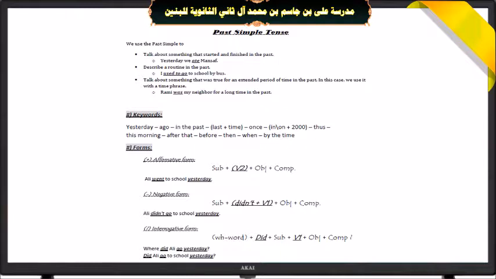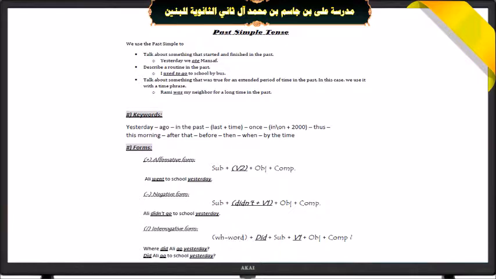Number three, to talk about something that was true for an extended period of time in the past. In this case, we use it with a time phrase. For example, Rami was my neighbor for a long time in the past. So here we indicate the time and show that it was for a long time.